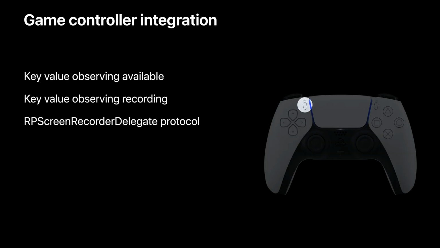When integrating both ReplayKit and the game controller framework, it is a good idea to make sure you're using key value observing for both available and recording properties on RPScreenRecorder. Also be sure to follow the protocol RPScreenRecorderDelegate so that you can update your application state as needed. And it's that simple to integrate clips recording in your applications.